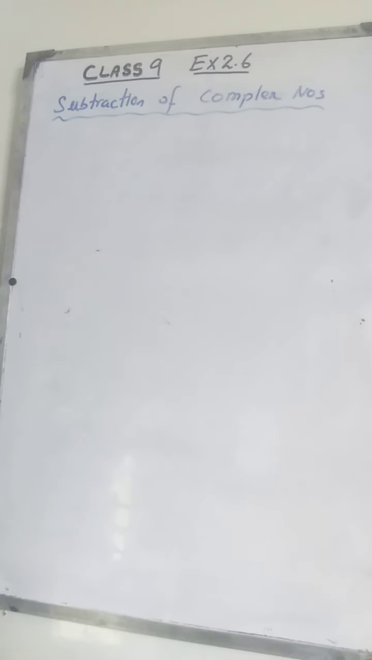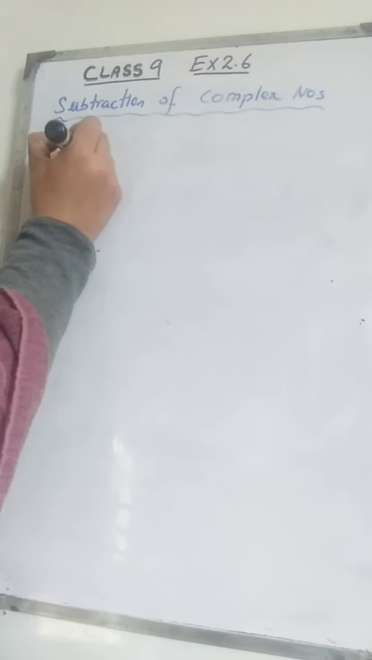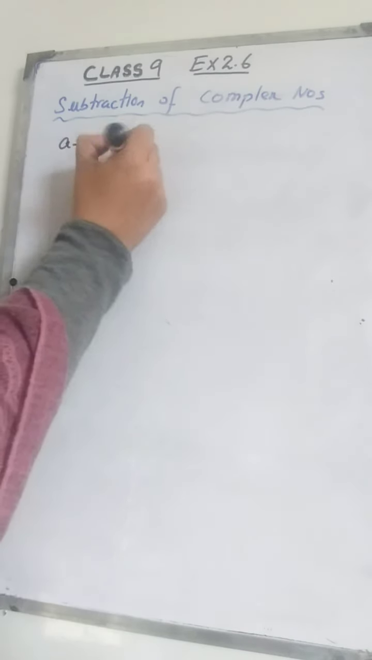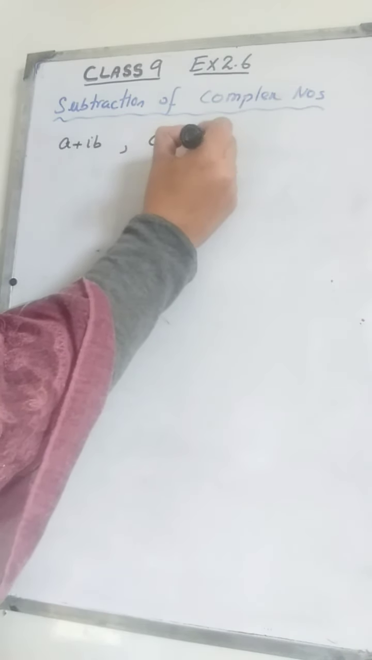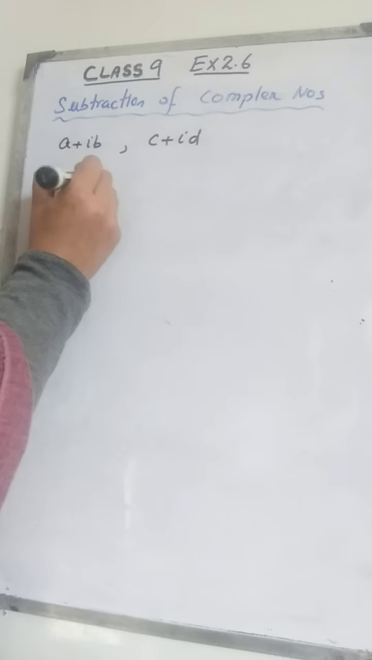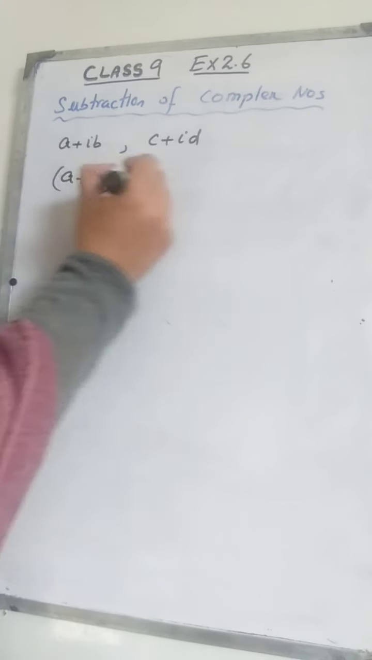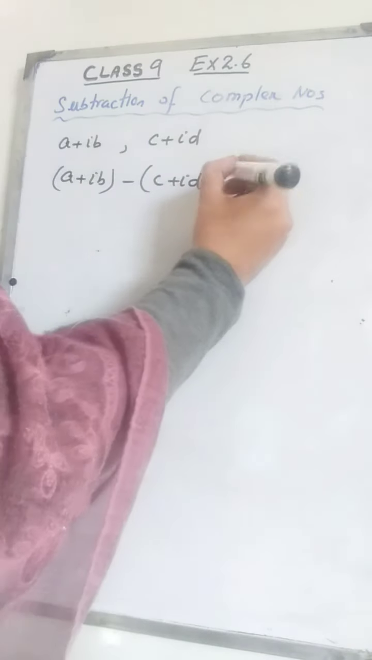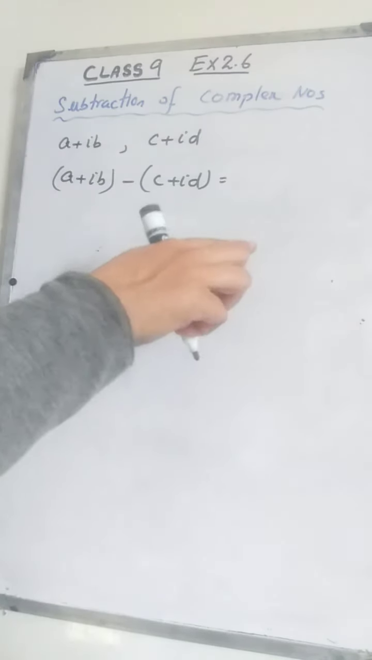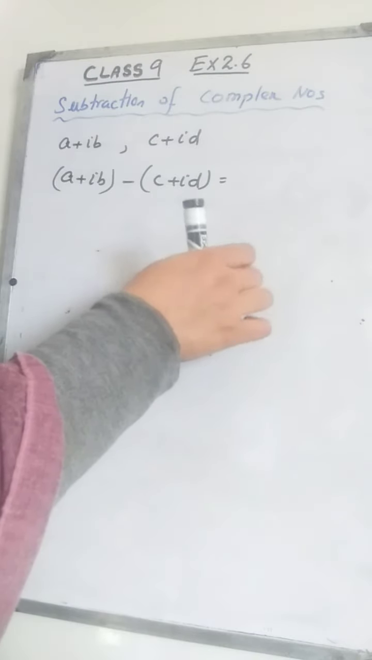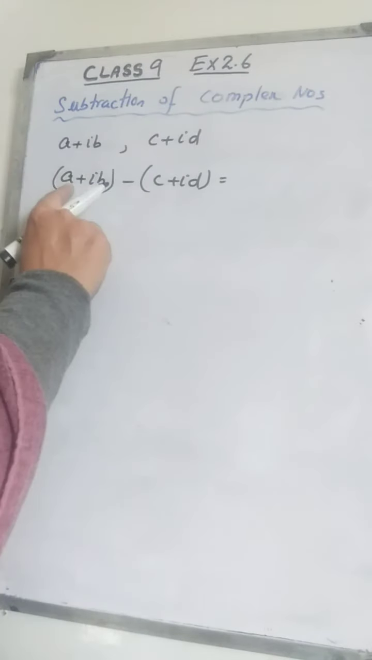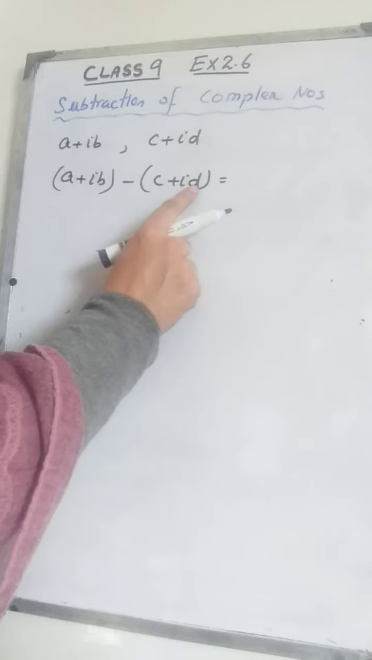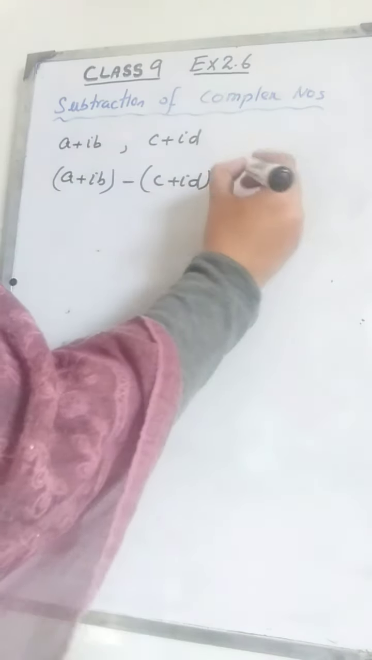Subtraction of complex numbers is done in a similar way. Suppose you have a number a plus iota b and a second number c plus iota d. In order to subtract them, we subtract the real part from the real part and the imaginary part from the imaginary part. The procedure is the same as addition, but here we are going to do subtraction. So c will be subtracted from a and d will be subtracted from b.